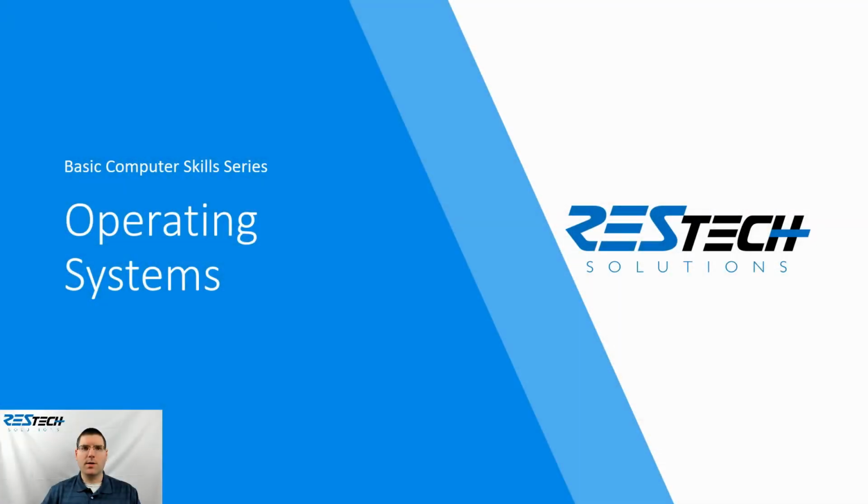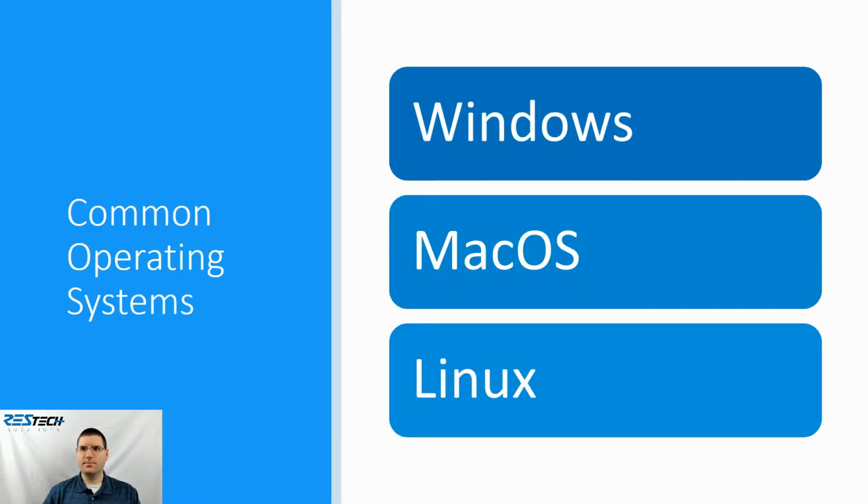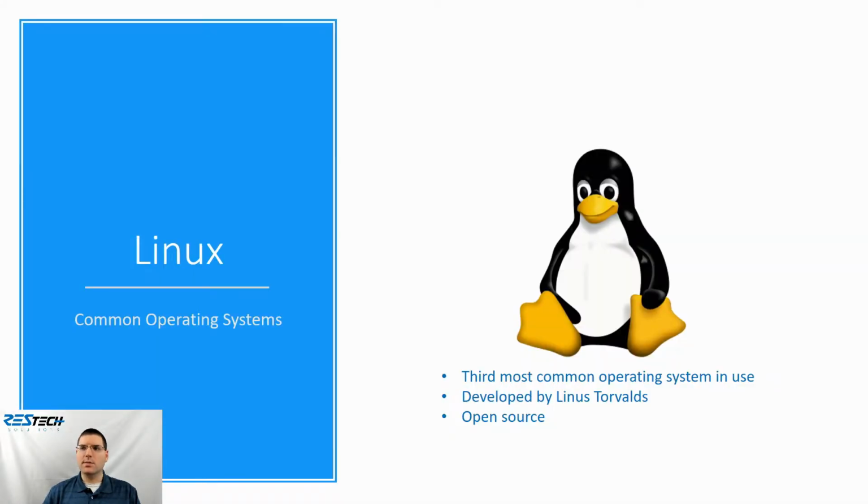Hello and welcome to our second video on basic computer skills, and today we are going to be looking at operating systems. So I'm just going to talk about the most common operating systems, and we have three of those, which is Windows, Mac OS, and Linux. So I'm going to start with Linux and we'll work our way back to Windows.